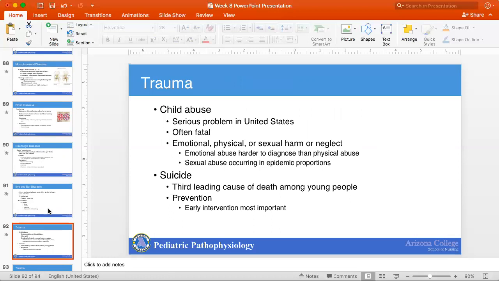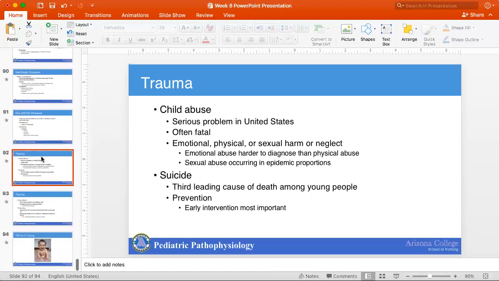Child abuse is a very serious problem in the United States and unfortunately often fatal. There will be emotional, physical, and or sexual harm or neglect. Emotional abuse is harder to diagnose than physical abuse. Sexual abuse is occurring in epidemic proportions. Suicide is the third leading cause of death among young people. Prevention would be early intervention, which is most important, reducing the amount and level of trauma.